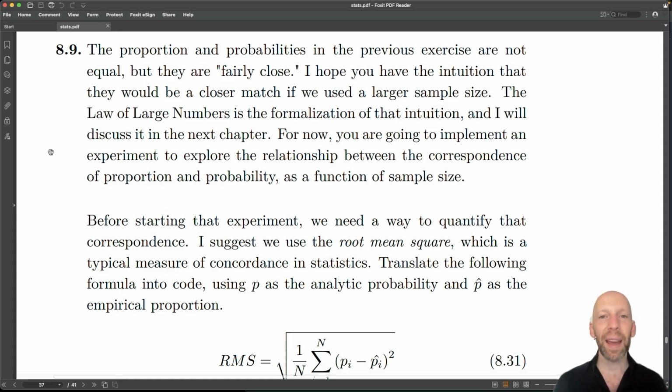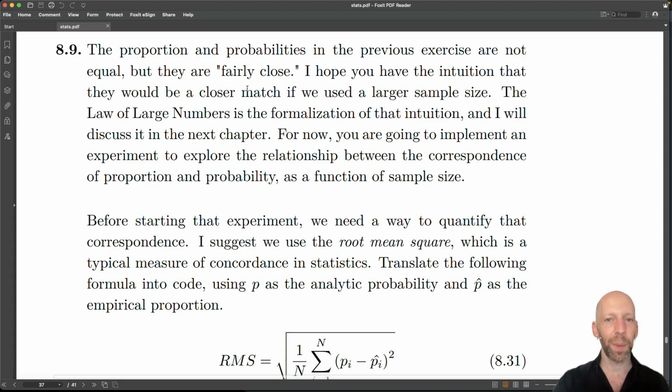Okay, so at the end of the previous exercise, we saw that by rerunning the simulated experiment multiple times, the empirical proportions and the analytic probabilities were kind of close, but sort of bouncing around. And so what we are going to do in this exercise is explore this concept in more detail, in particular by varying the sample size.